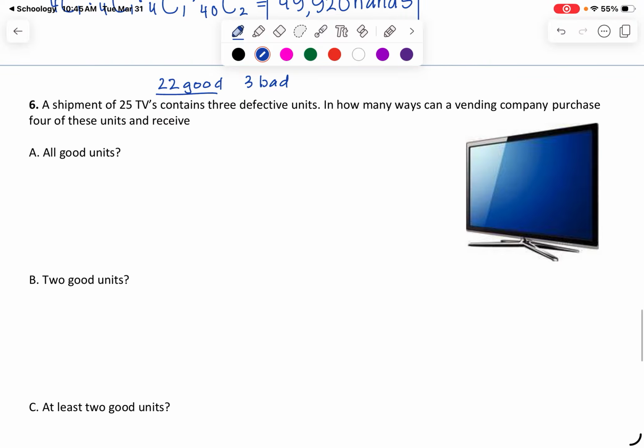So there's 22 good, and we're purchasing 4. So 22 choose 4, and it doesn't matter the order. It's just 4 good TVs. So that is 7,315.